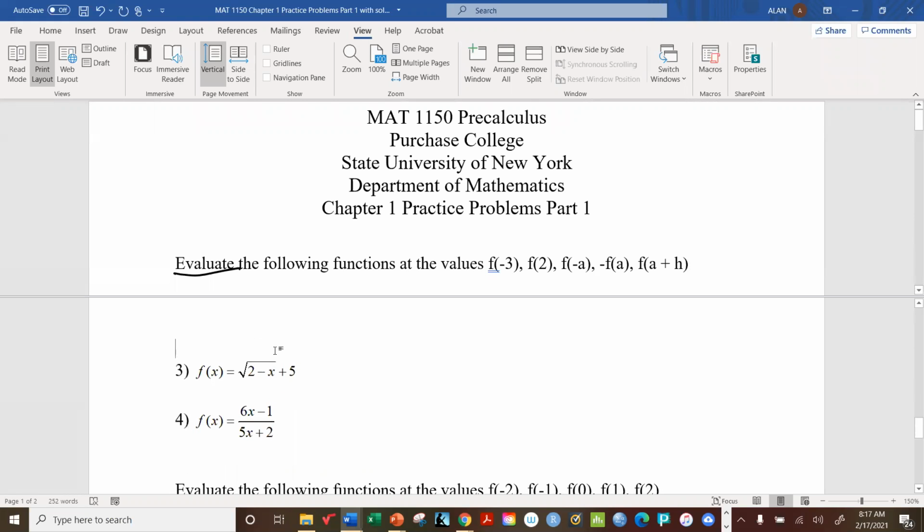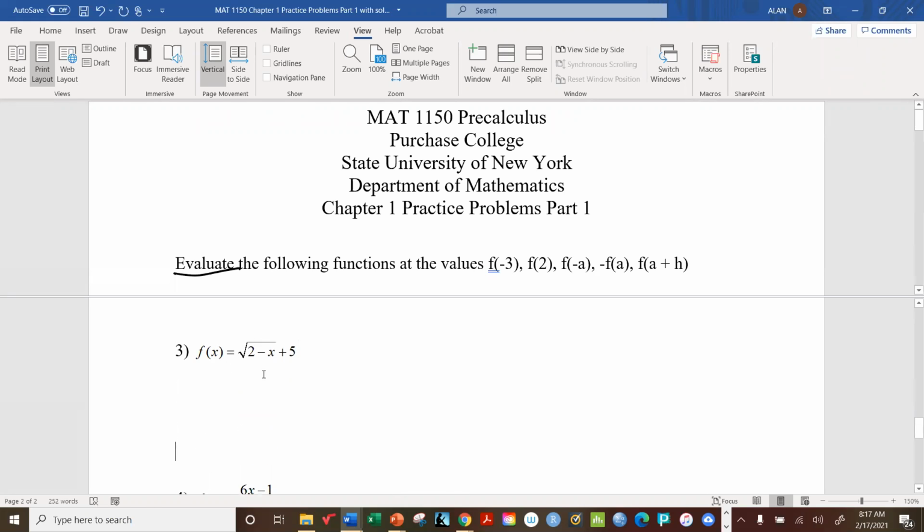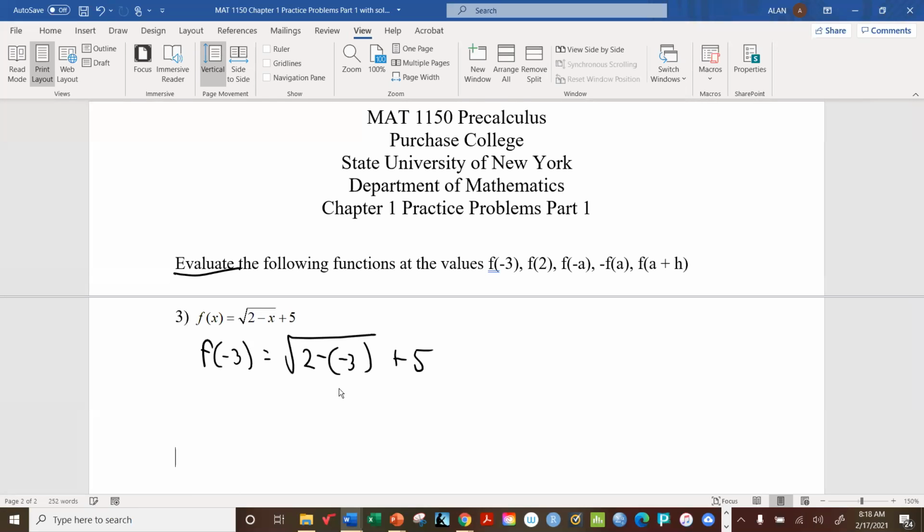Let's see. Oh my God, square roots. This is going to be tough. All right, I'll do this one by hand. We'll start with f of negative 3. I could type this in the equation editor, but this will just be faster. Just remember that all the x's are being replaced with a negative 3. So here, this is radical 2 minus negative 3, plus 5. And that's the end of that one.